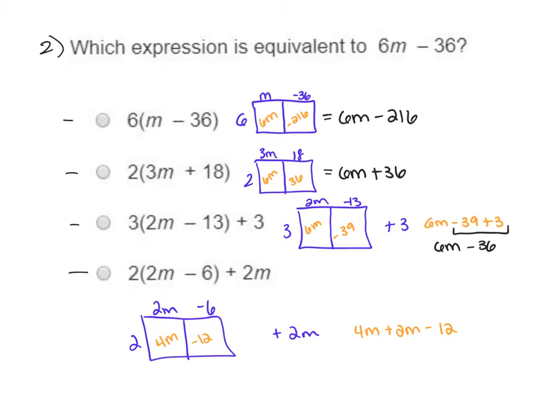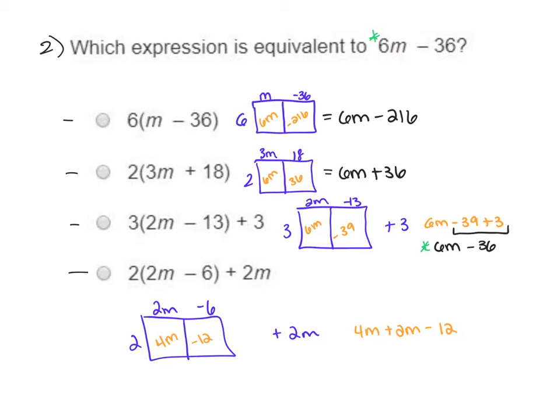Okay, so if you look at the first box, it gives you an expression, 6m minus 216, which is not equivalent to the one given. The second one gives us 6m plus 36, which is still not equivalent because it needs to be a minus 36. The third one, you had to do an extra step. So you had to actually take the minus 39 and add 3 to it, which gives you the negative 36. So this one is actually equivalent.